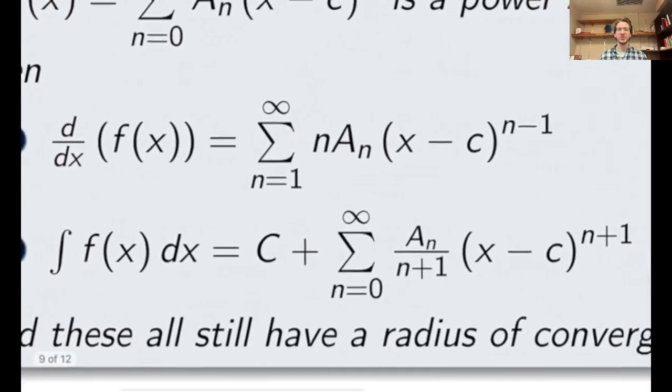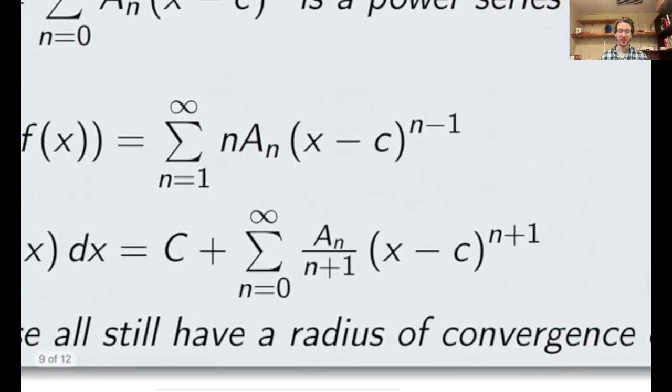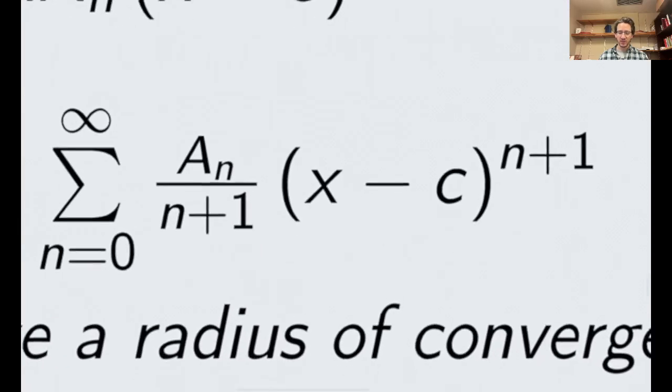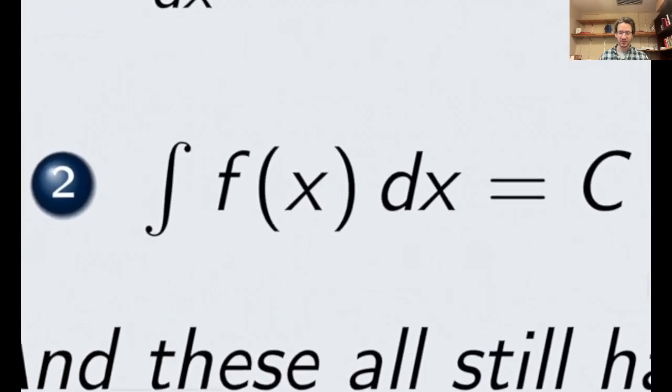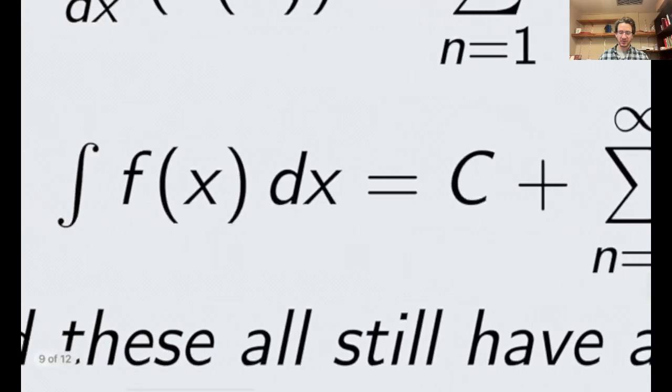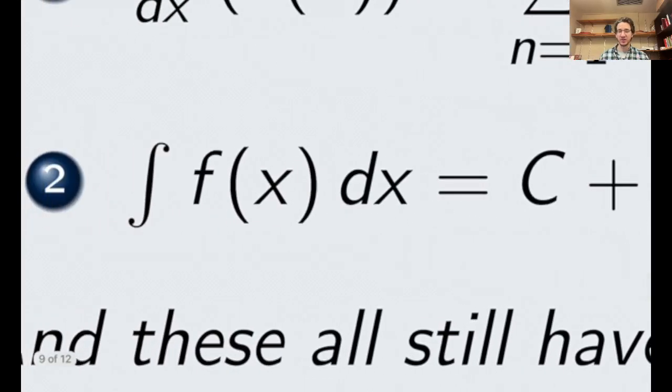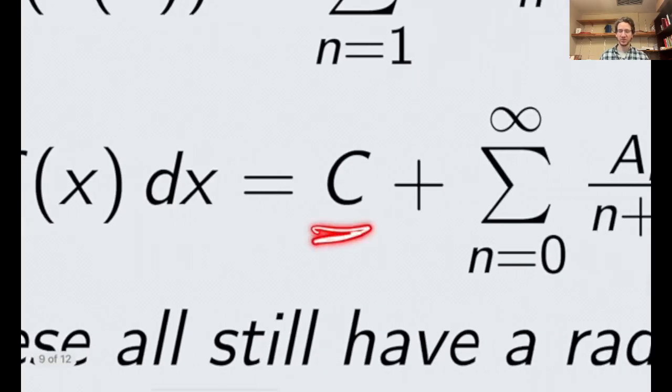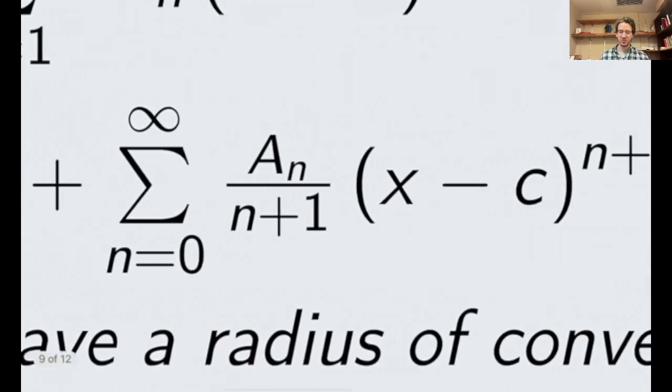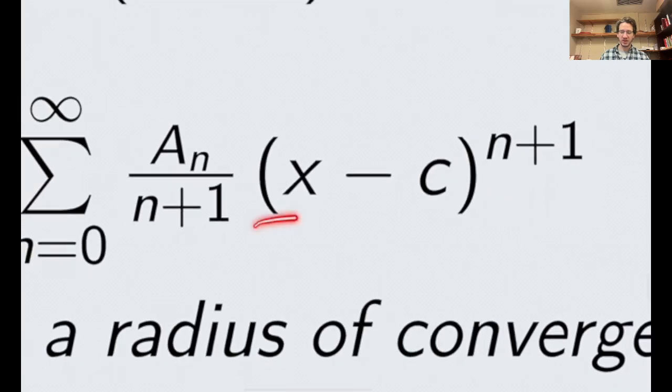You can also integrate power series term by term, again, just using the power rule. If you know the power series of f of x, to find the power series for the antiderivative, or the indefinite integral of f of x, you just don't forget your constant, but then you do the power rule on each term, right?